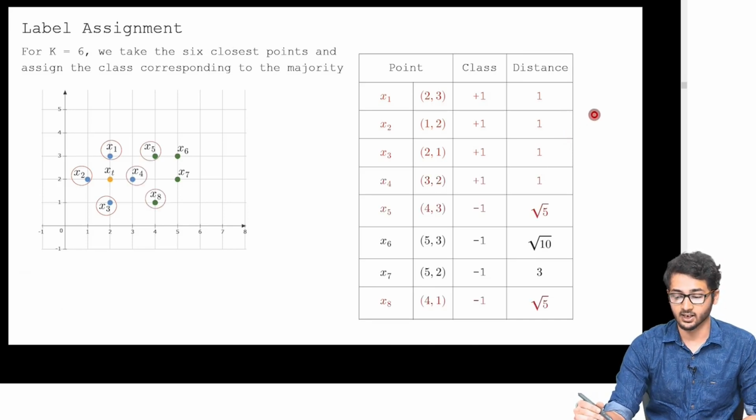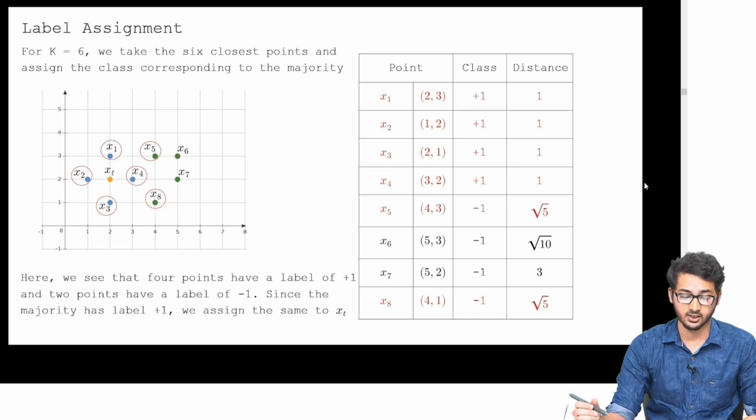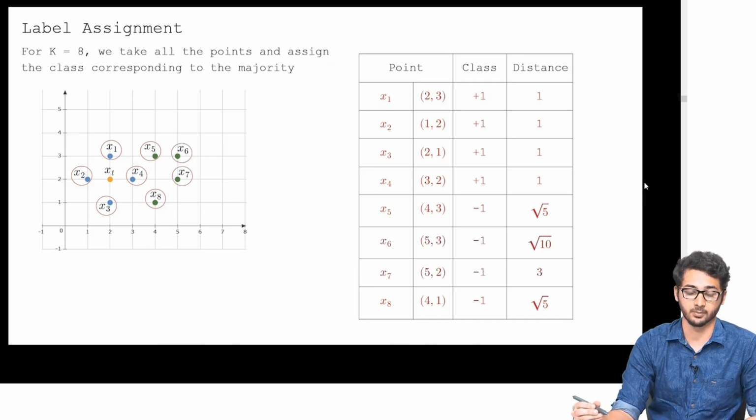Now let us consider the case of k equal to 6. For k equal to 6, we take the 6 nearest points to our test point. We have 4 of them as shown here, +1, and x5 and x8, which are also indicated in the graph. And again the majority label of these points turns out to be +1, which is why our test point will once again be assigned a label of +1.